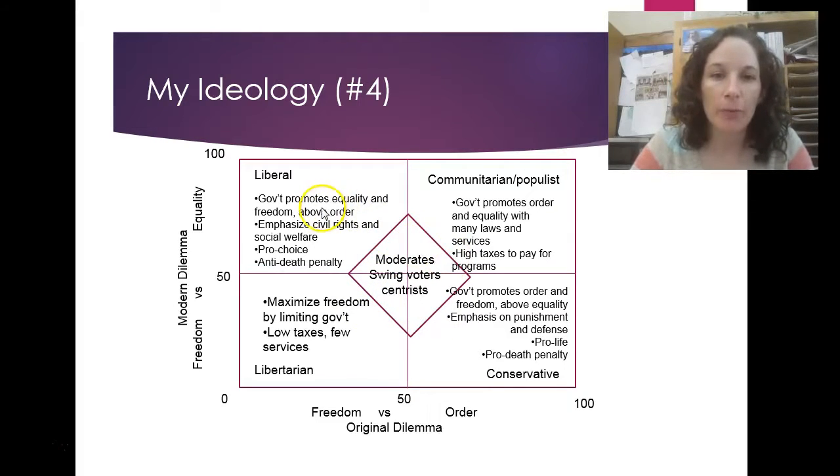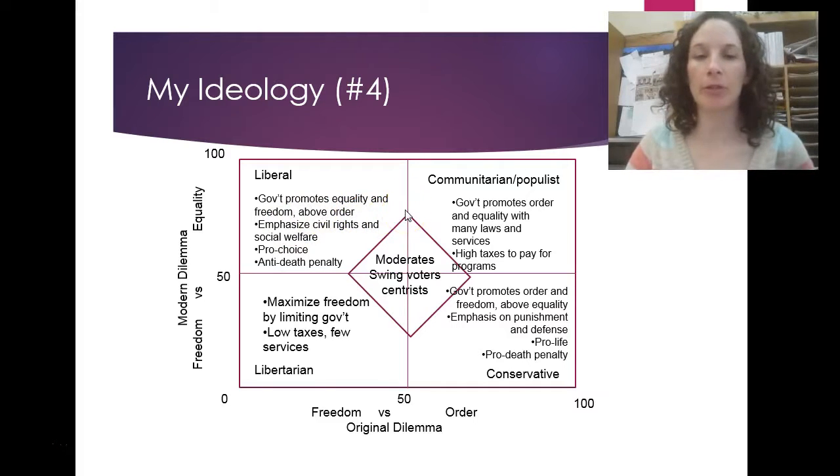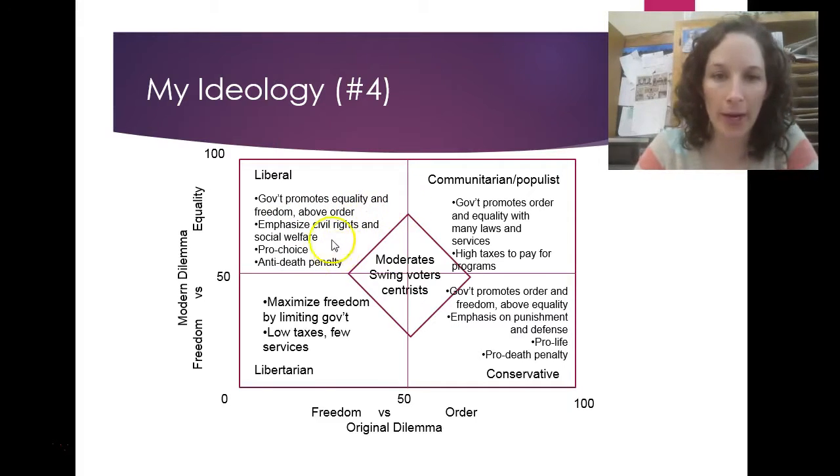Liberals tend to focus more on promoting equality and freedom above order. So that being said, they're going to emphasize programs that promote social welfare and civil rights, both to create a more egalitarian society. They would call themselves progressive. They tend to be pro-choice, for marriage equality, against the death penalty.